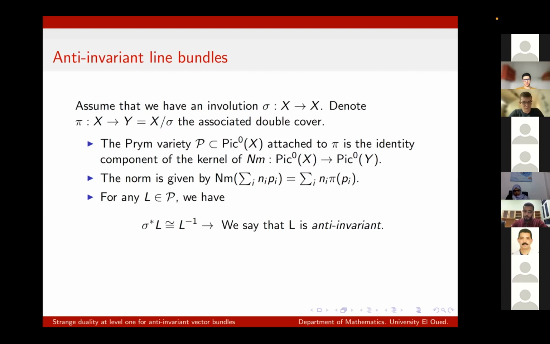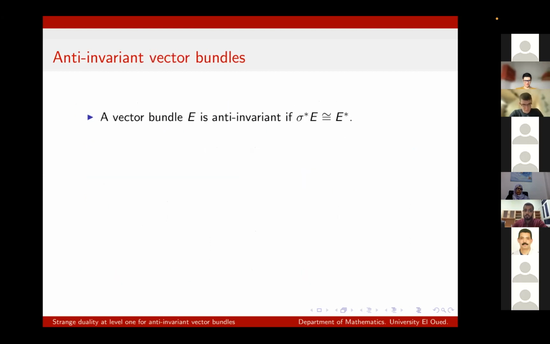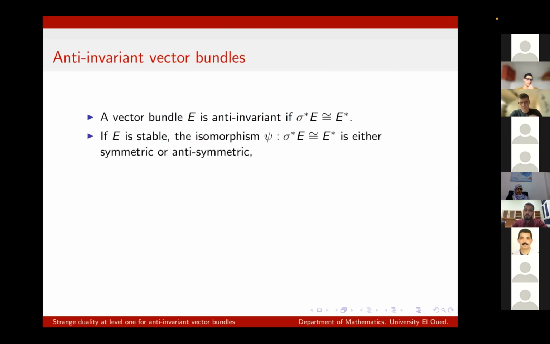This is classical. All the results here are very well known, but we are interested in the case of vector bundles that also verify this isomorphism. So what can we do about higher rank? We define a vector bundle to be anti-invariant in the same way, if the pullback by sigma gives you the dual vector bundle. If E is stable, remember the definition of stability, then E is simple in the sense that the group of automorphisms of E is just C star.